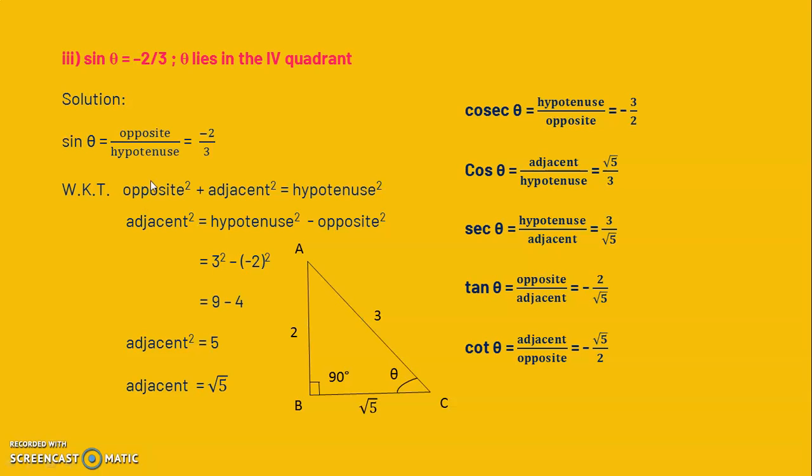Okay. So here make note that in your fourth quadrant your cos and secant will only have positive signs. All other trigonometric functions are having negative signs. Okay.